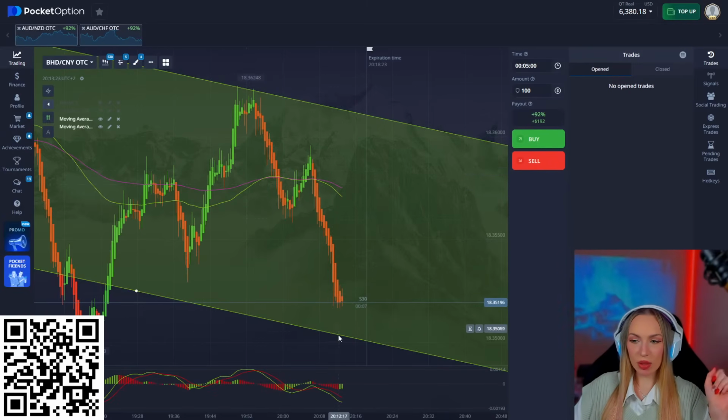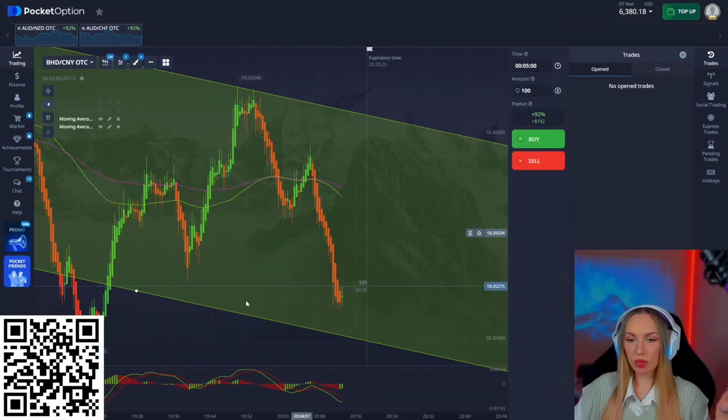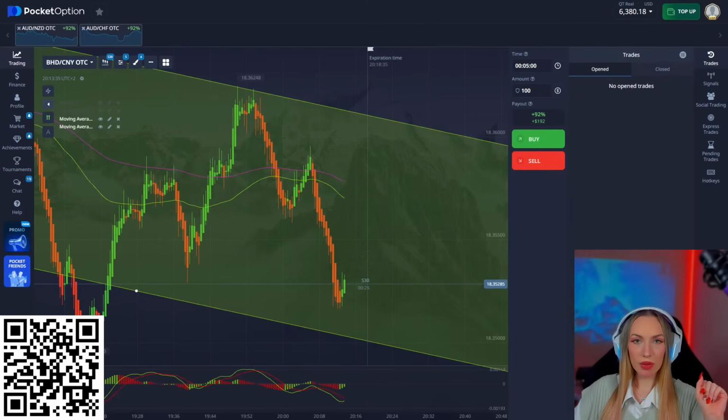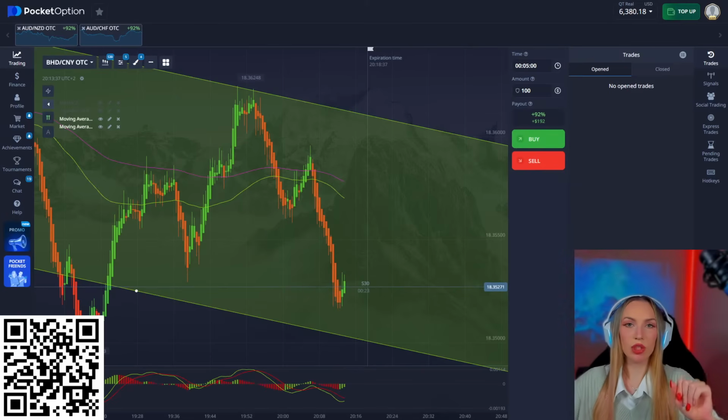So BHD CNY is approaching the support. Maybe I would open a trade here soon in the upward direction, but again it's going to be a risky one if I open it.